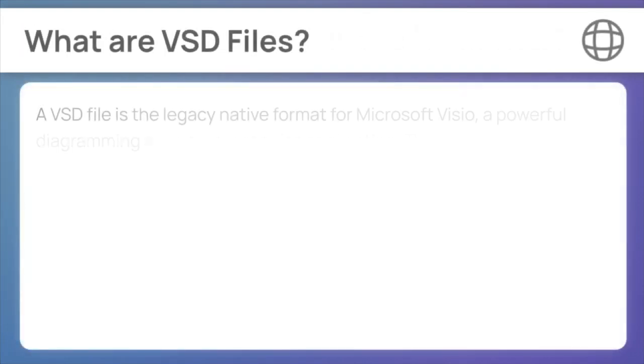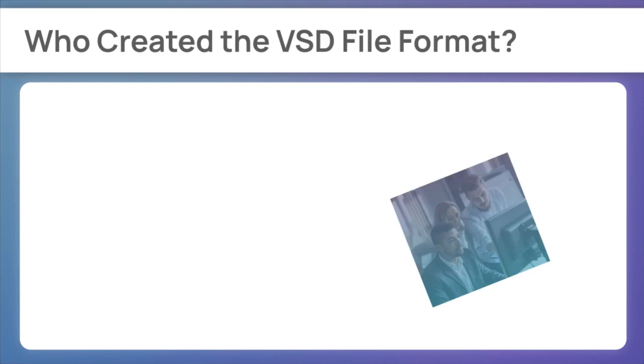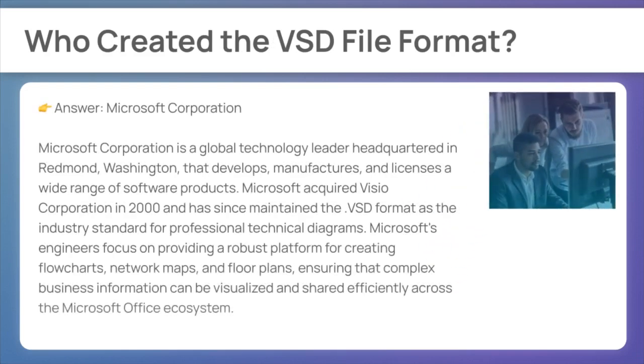A VSD file is the legacy native format for Microsoft Visio, a powerful diagramming and vector graphics application. These files are used to store complex visual data, including flowcharts, network diagrams, organizational charts, floor plans, and business process models. Unlike standard image files, VSD files are vector-based, meaning shapes can be resized without losing clarity. While the VSD format was the standard for decades, specifically Visio 2003 through 2010, it has since been replaced by the more modern, XML-based .VSDX format.